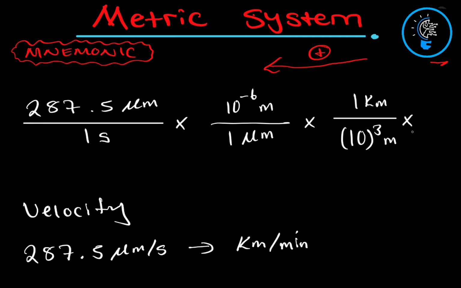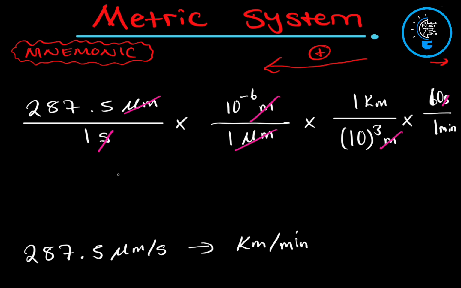Now, let's convert seconds into minutes. We know that per every 60 seconds, we have 1 minute. Now let's see how the units are cancelling. Micro and micro cancel. Meter and meter will cancel. Second and second will cancel. We are remaining with minute. Wow, that's amazing. Let's now finish up the question.